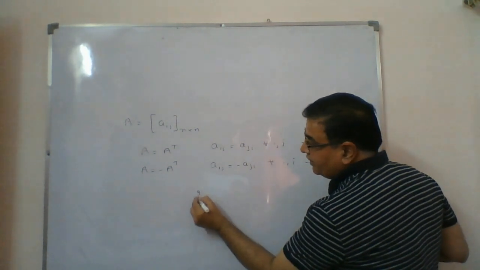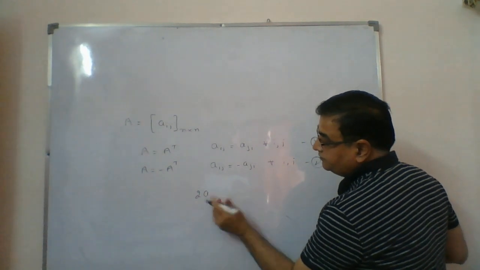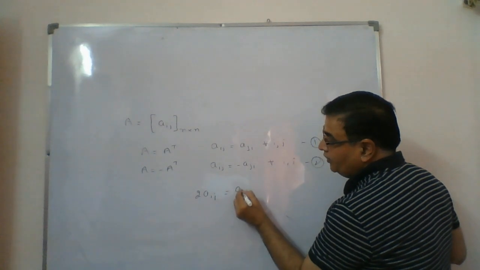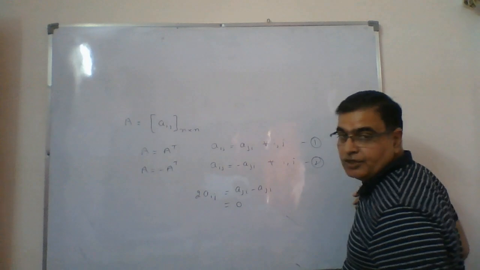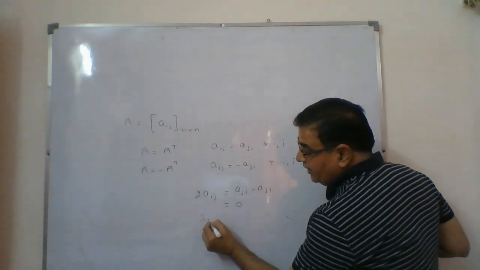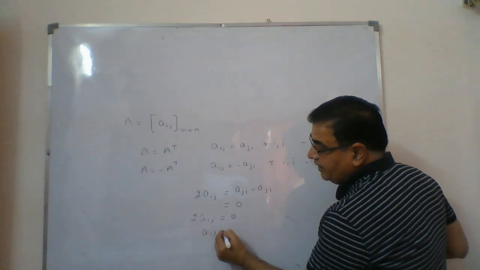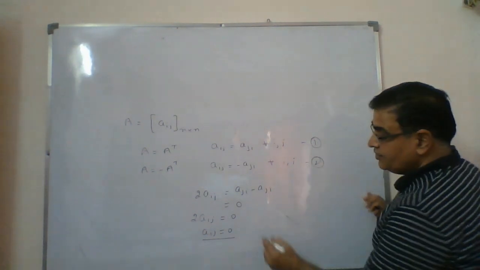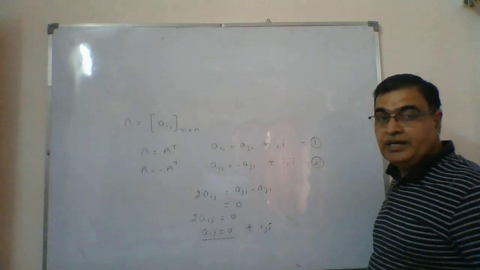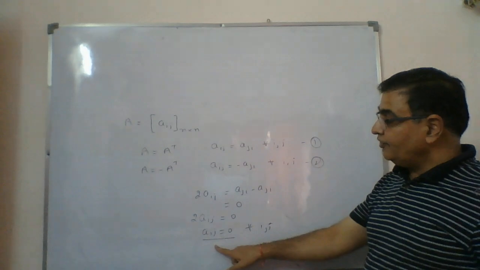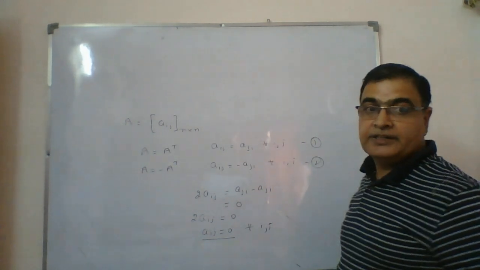When you add them, Aij will be equal to Aji minus Aji. So this is coming out to be 0. That indicates Aij is coming 0 for all i and j. That means this will be a matrix in which each and every element is 0. That means it will be called a null matrix.